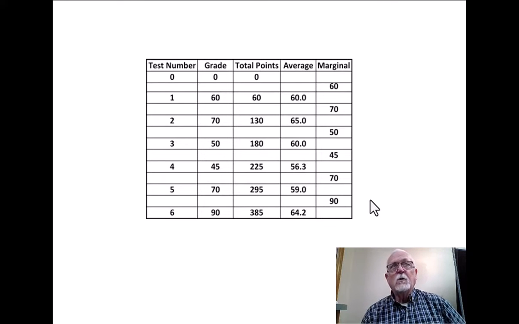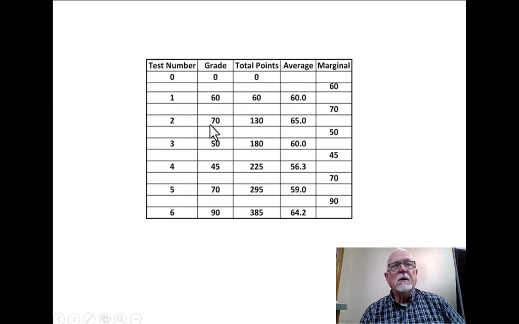And now marginal. Marginal is a 1 unit change, an incremental change. So going from 0 tests to 1, incrementally, our score has gone up by 60 points. So that's the marginal in this case. It's kind of an in-between. That's why I've shown it this way.